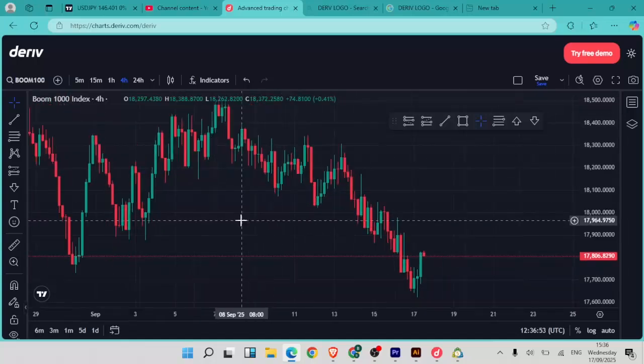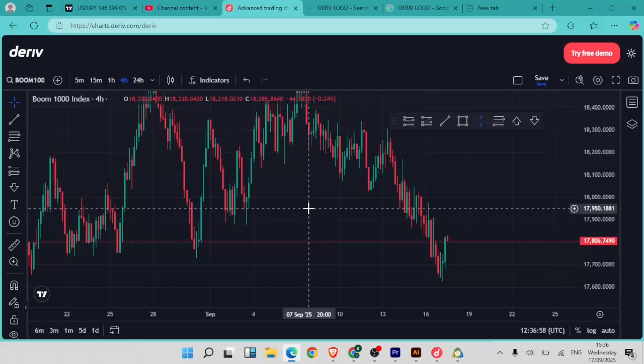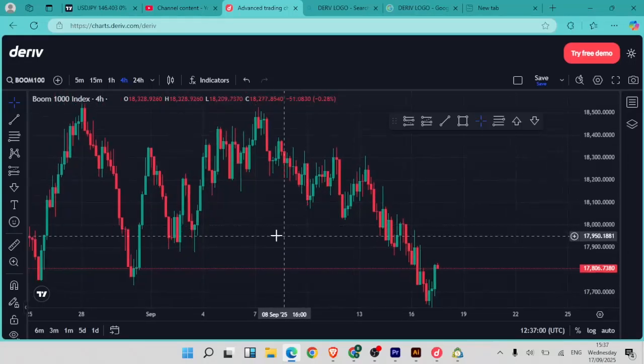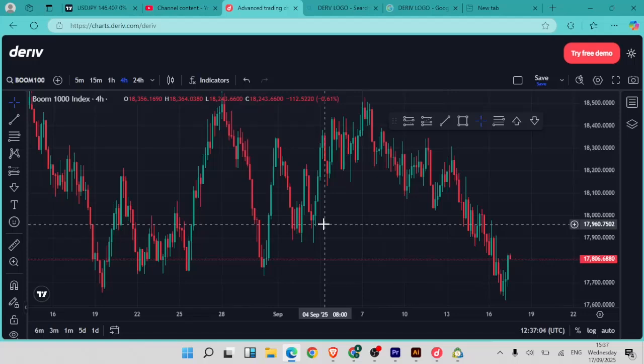So examples on Boom 1000, we are talking about engulfing candles. Using engulfing candles to trade Boom and Crash. Now we want to show examples on Boom 1000.